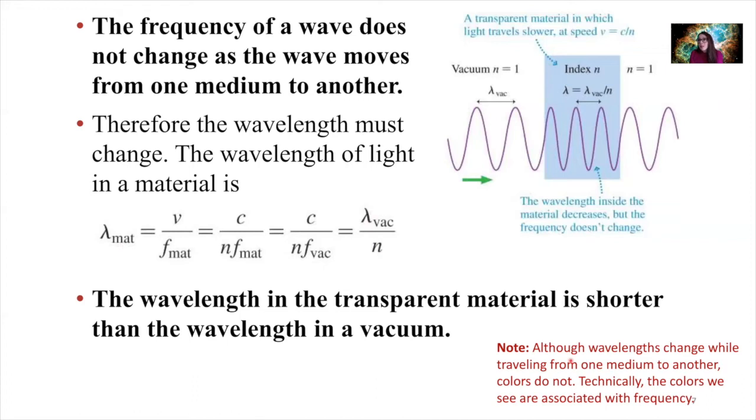Even though the wavelength of light changes in the medium, the color that we perceive with our eyes does not, because the color of light that we perceive with our eyes is dependent on frequency. And since the frequency of light doesn't change, we do not see a different color, even though the wavelength of that wave might change when it enters into a new medium.